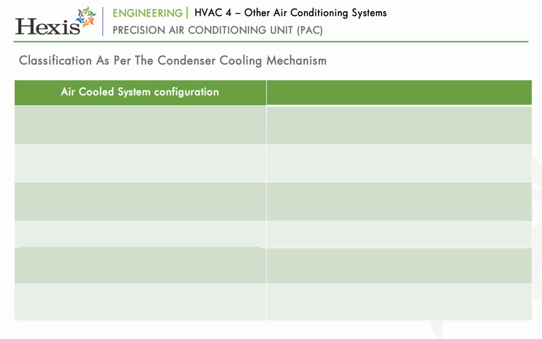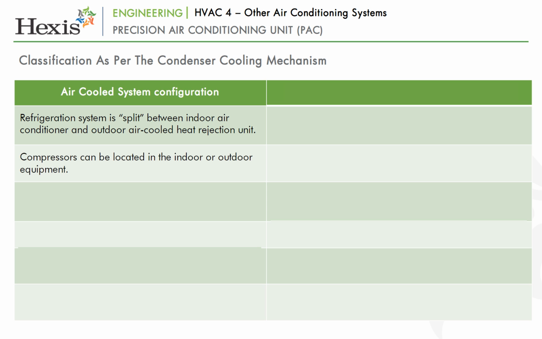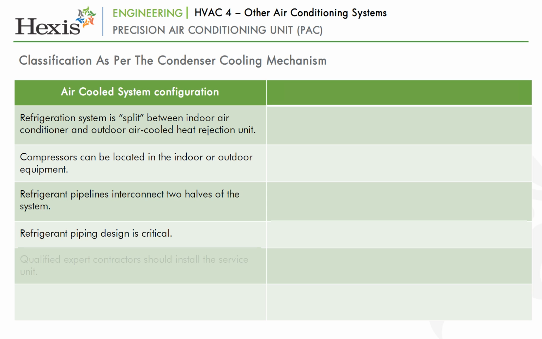Air-cooled system configuration. Refrigeration system is split between indoor air conditioner and outdoor air-cooled heat rejection unit. Compressors can be located in the indoor or outdoor equipment. For security and maintenance, compressors are usually located in the indoor unit. Refrigerant pipelines, 2 per compressor, interconnect two halves of the system. Refrigerant piping design is critical. The design must address pressure losses, refrigerant velocities, oil return, and traps. Qualified expert contractors should install the service unit.